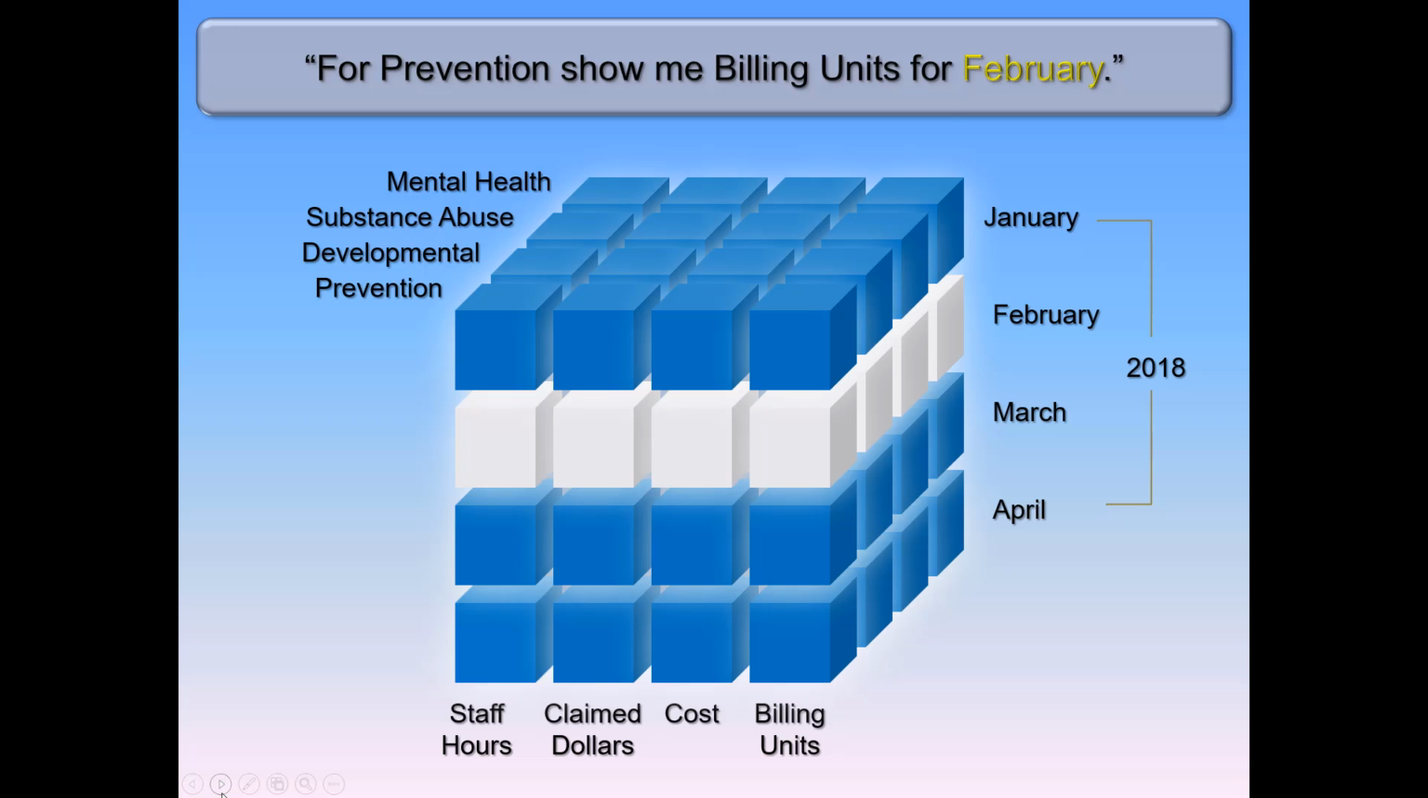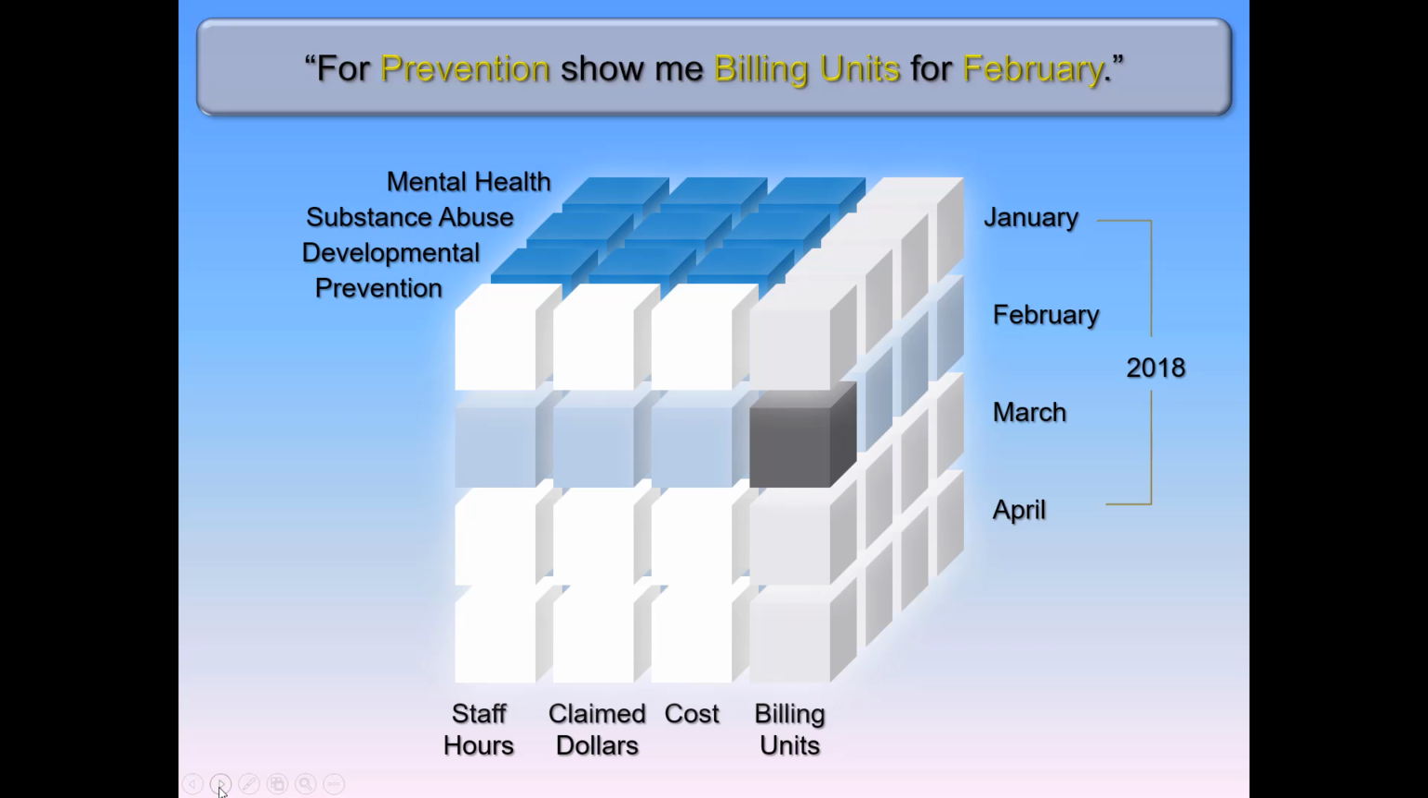And here you can see that horizontally, in this slice across, we've selected all of the cells that are in February. Now, in the next slide, you can see that there is a single cell that contains a piece of data for those 3 dimensions: prevention, billing units for February. That cell holds a number in it, and that is the only cell that holds that number.